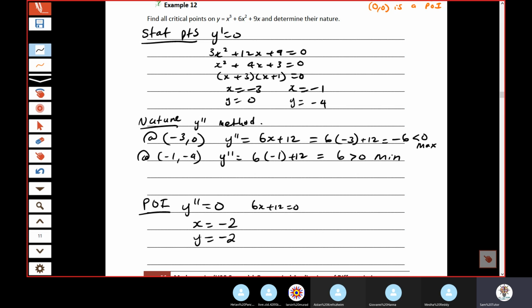But you can't just say that's a point of inflection. Now we have to do the y double dash table and prove it. So we've got to prove it. That's what you've got to remember with points of inflection.